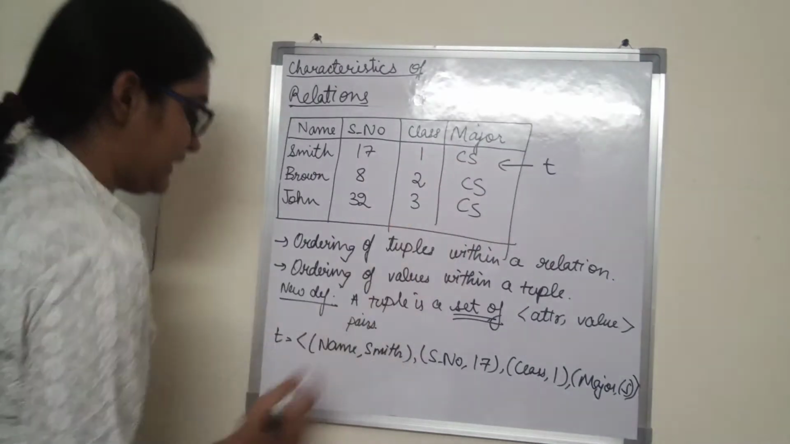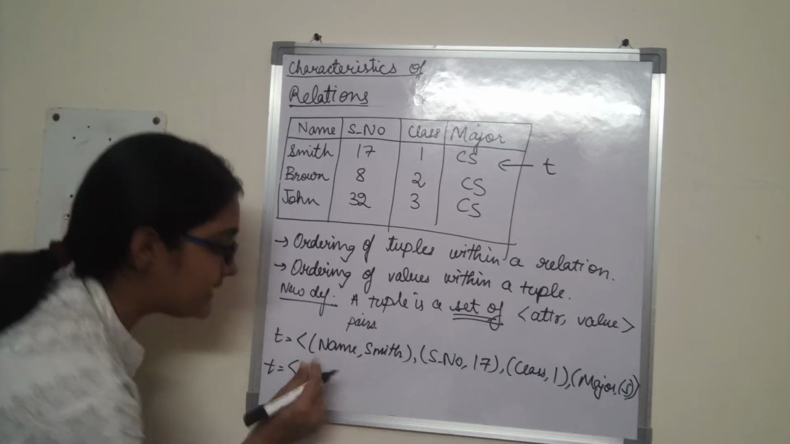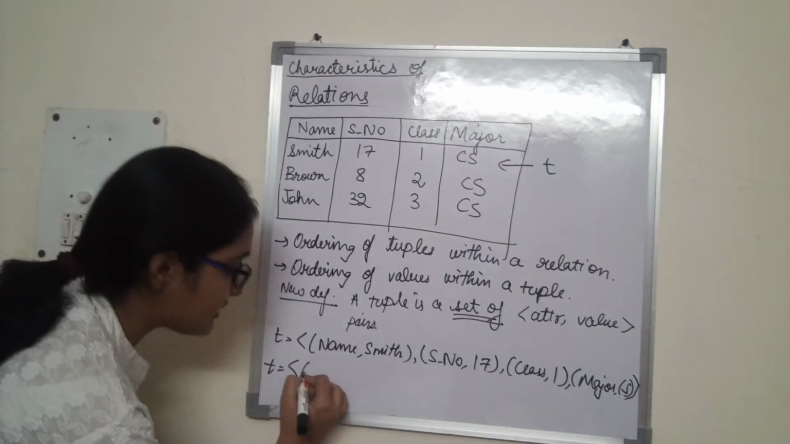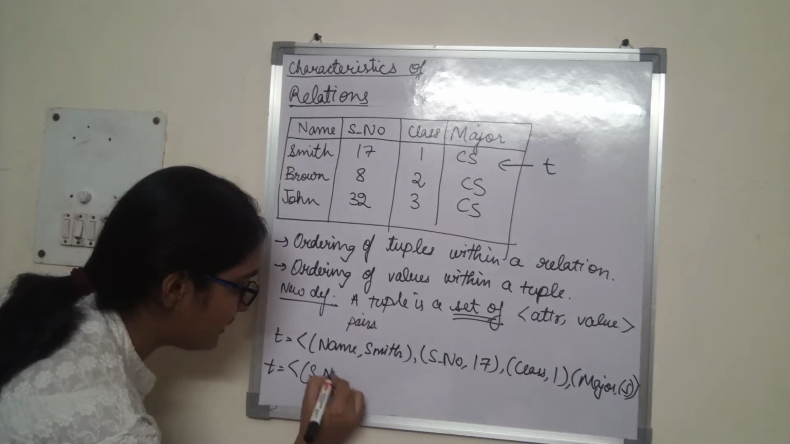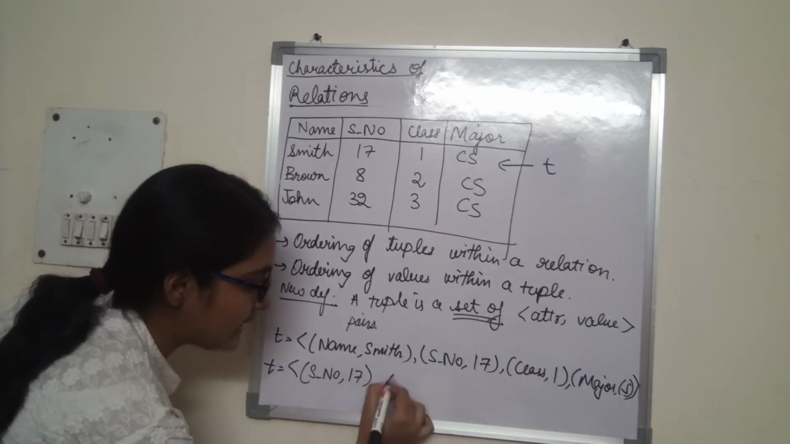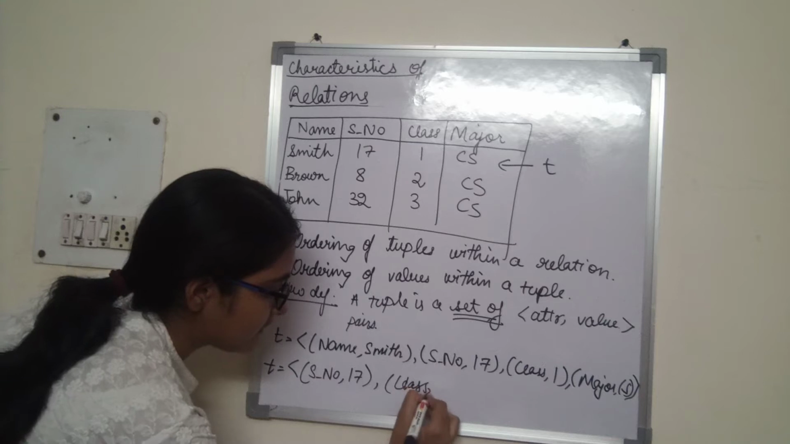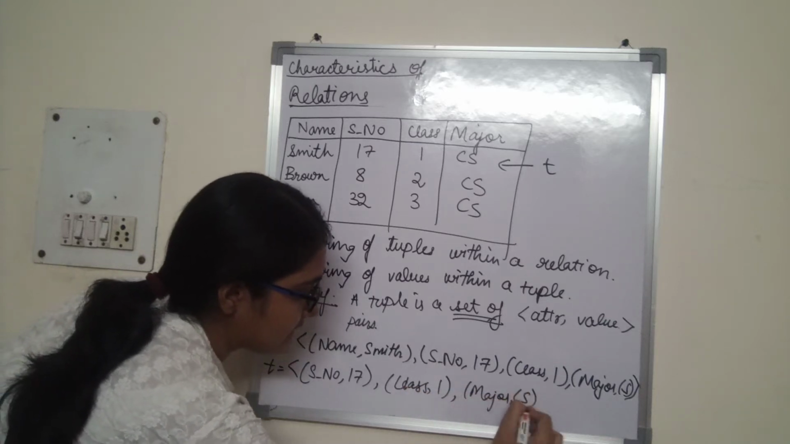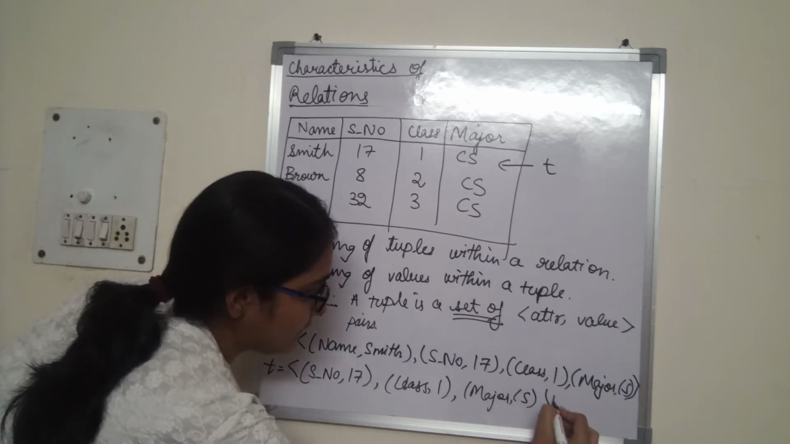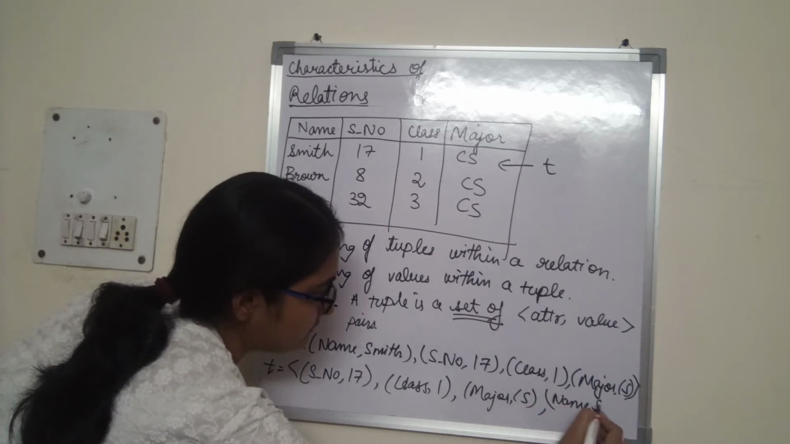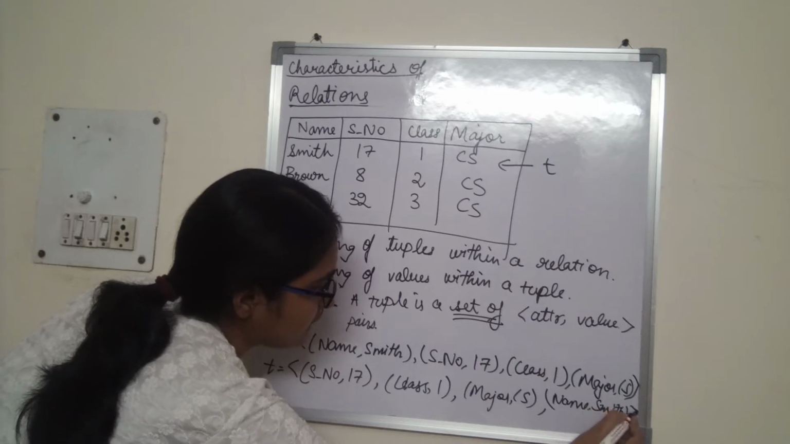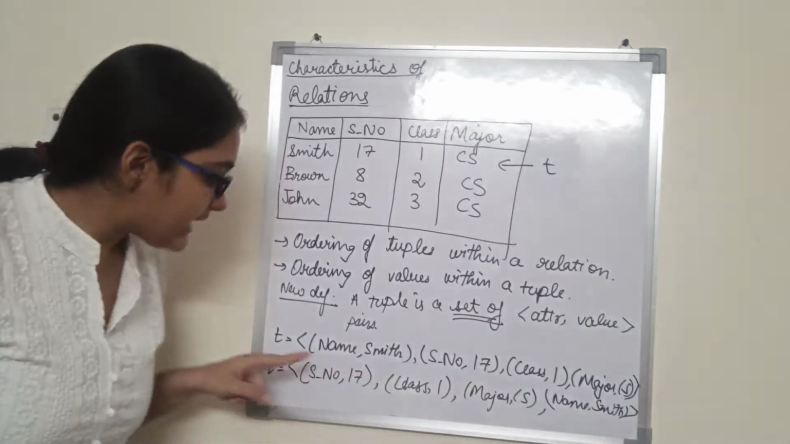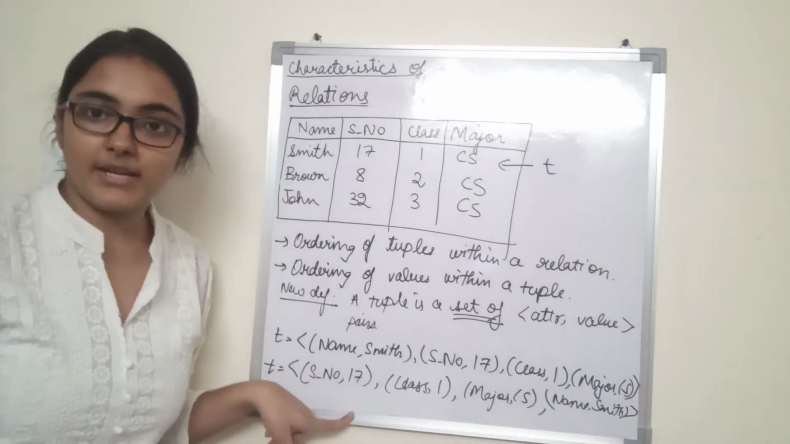So even if I write T, since we have defined tuple as a set, let me write it another way by interchanging the order. If I write student number as 17, then I write class as 1, major as CS, and in the last I write name as Smith. So it won't affect the original meaning of this particular tuple. Even if I write T this way or that way, T will remain the same, okay?